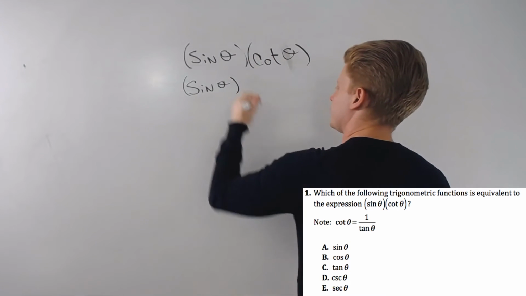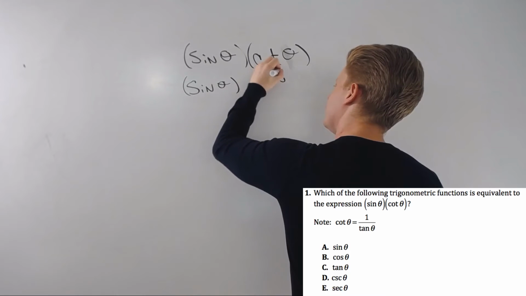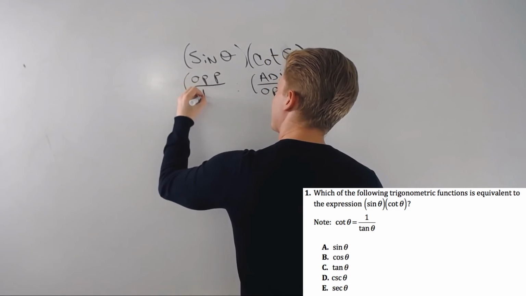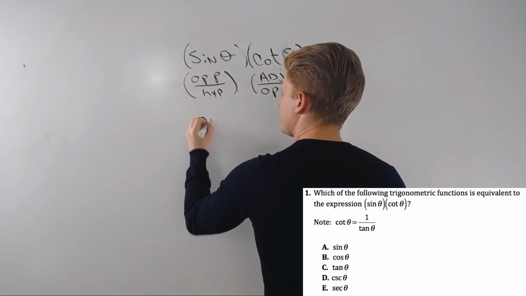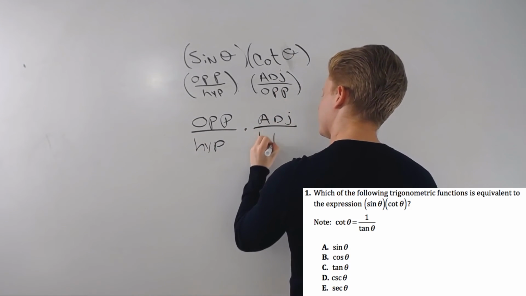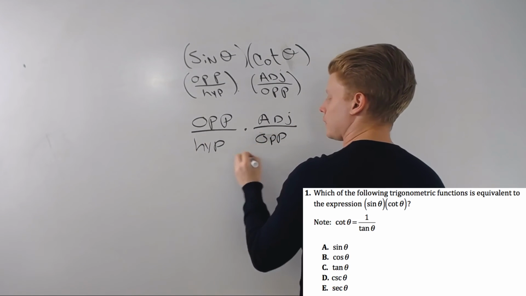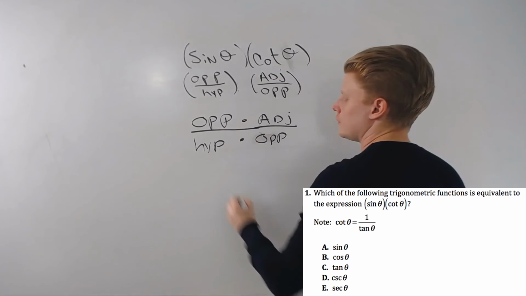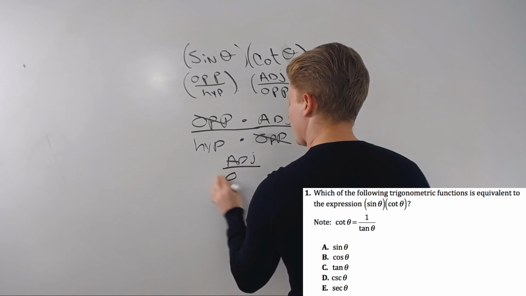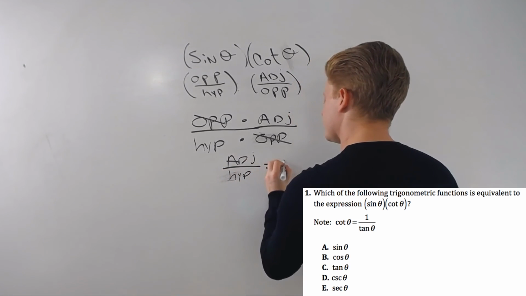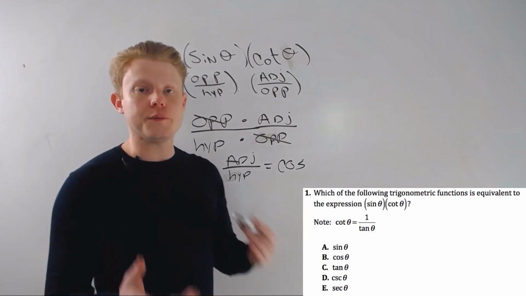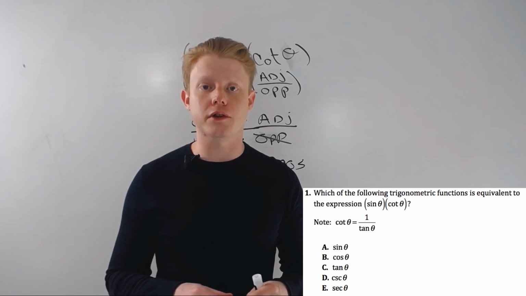I know 1 over tan is the opposite of tan. It's the flip of tan. So that's adjacent over opposite. And I know that sine is opposite over hypotenuse. So now I'm multiplying opposite over hypotenuse by adjacent over opposite. Make this one fraction, multiply like this, cancel, cancel. What am I left with? Adjacent over hypotenuse. And that, of course, is equal to our old friend, cosine. Not too bad, right? Keep your head, convert things into sides. You'll do just fine on these. Make sure you check out the unit circle stuff, and good luck.